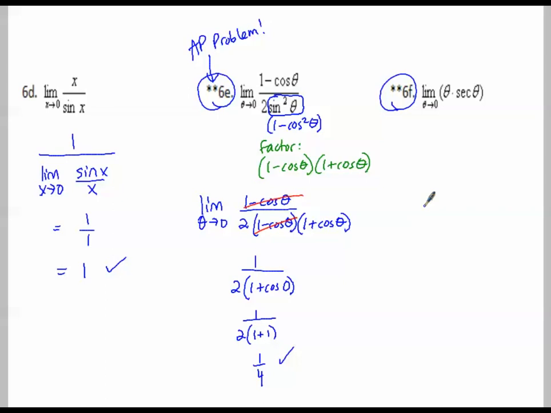Another AP problem, got it from an AP test. Pay attention. Secant, if I plug in 0. Direct substitution. Well, remember what secant is. It's just the reciprocal of the cosine function, and I can evaluate that. That's 1 over 1, so 0 times 1 is 0. No fancy tricks there. That was an AP question. What? You can do it.